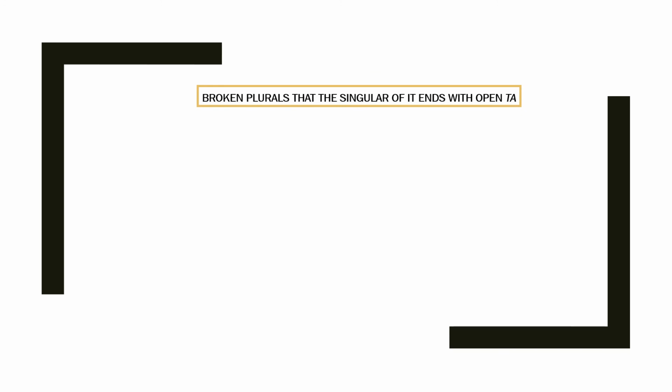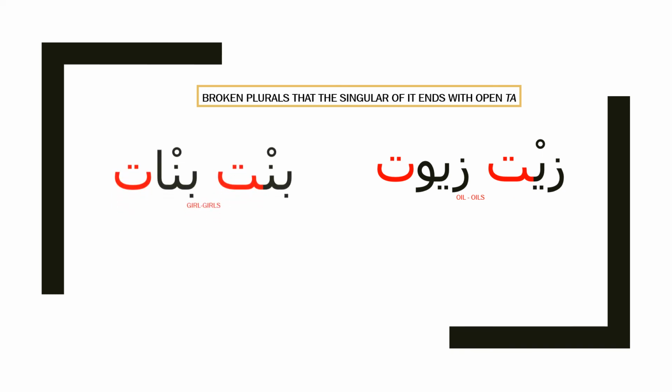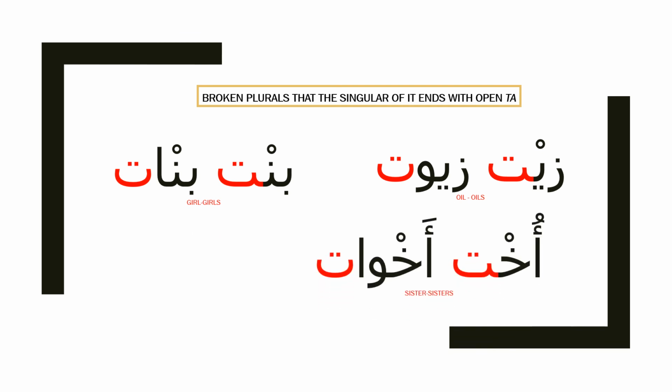Open ta, you can also see it in the broken plurals. زيت, زيوت. بنت, بنات. أخت, أخوات. بيت, بيوت.